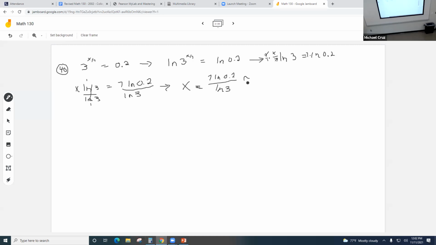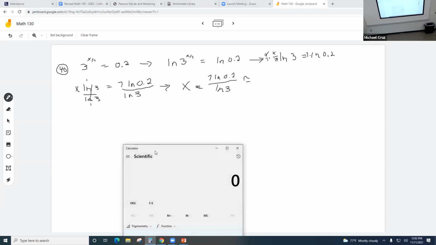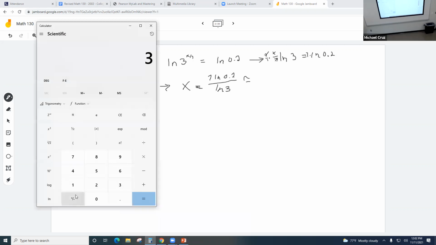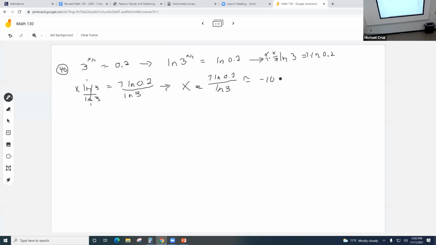Like I said, if you go in and do this real quick, so you can get it: 3 ln, put it in, and then 0.2 ln times 7, divided by the ln of 3, and we've got negative 10.254. Again, you gotta watch what's asked for.